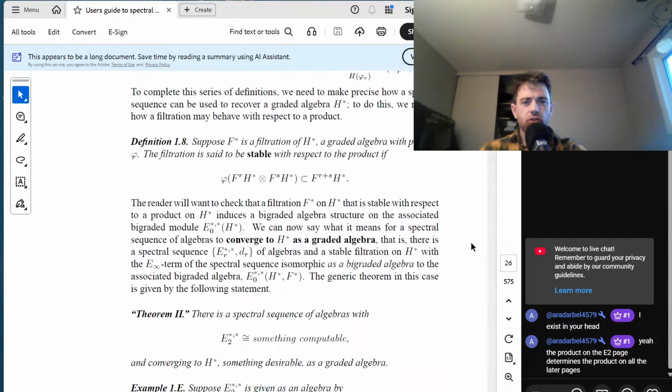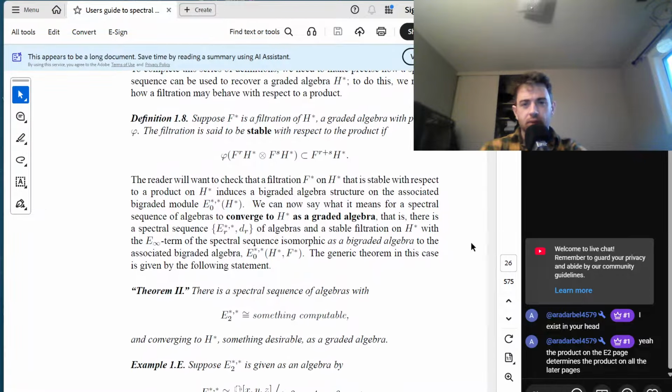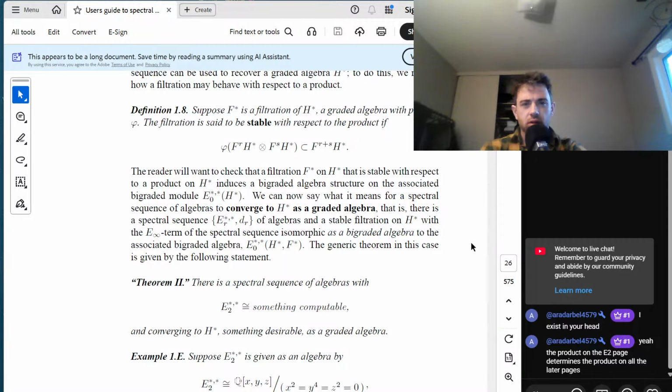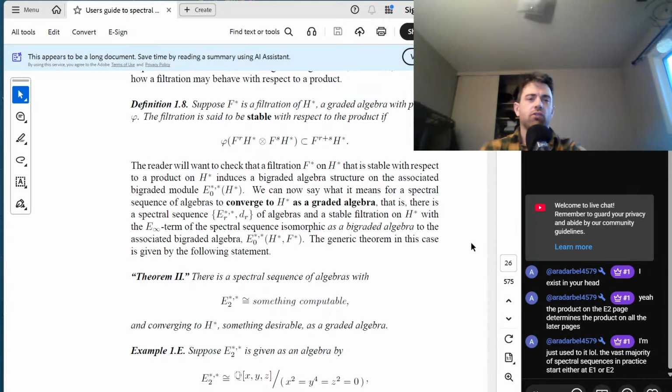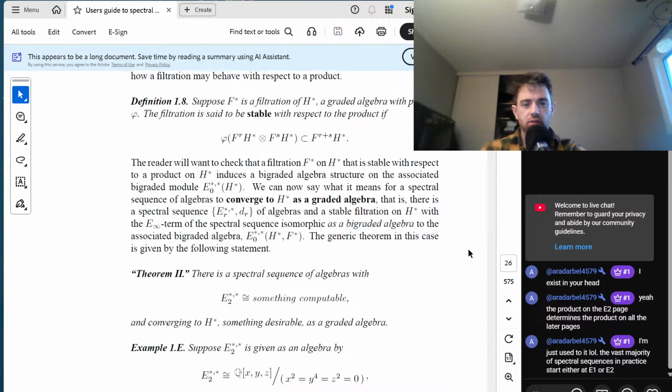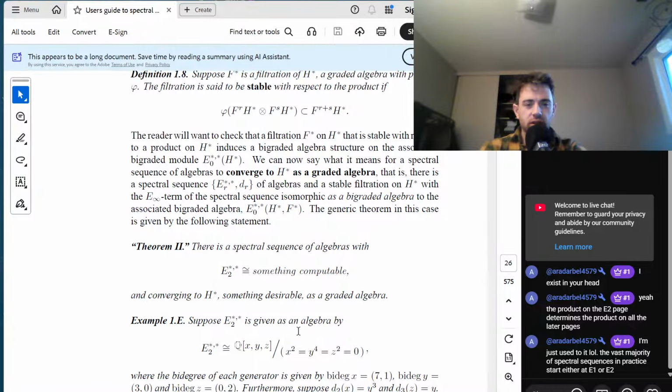So suppose F is a filtration of H, a graded algebra with product phi. And the filtration is said to be stable with respect to the product. Right. You're just used to it. The vast majority of spectral sequences in practice, they start on E1 or E2. I thought they would finish on E1 or E2. Ooh, look, we've got an example. A nice, juicy, explicit example coming up. Yay. Makes me happy.